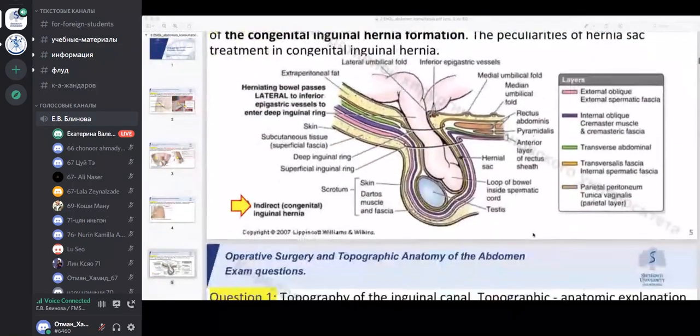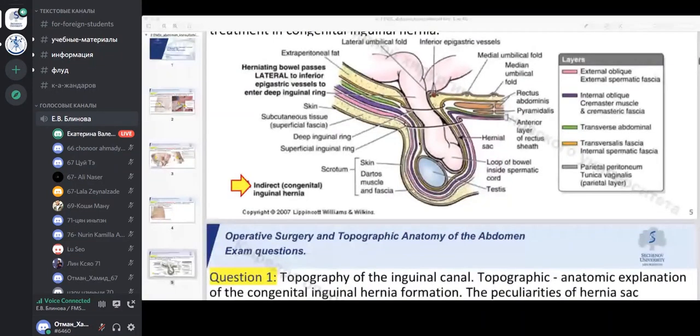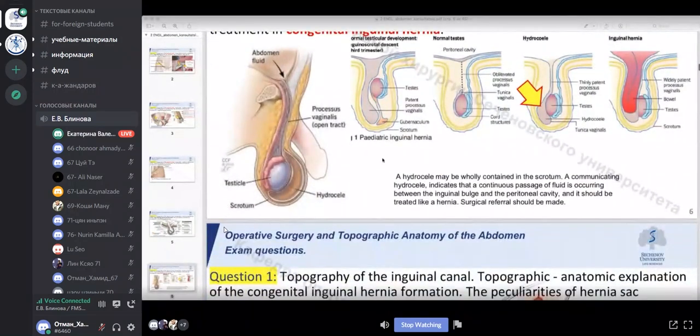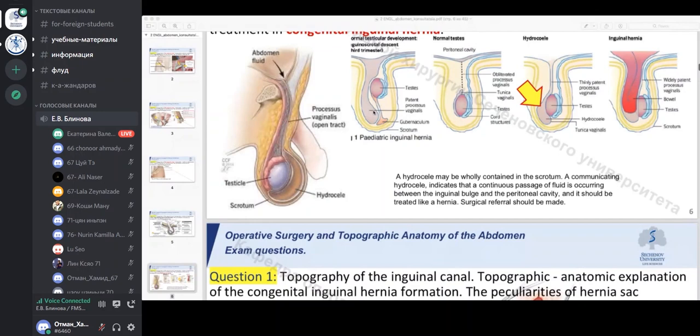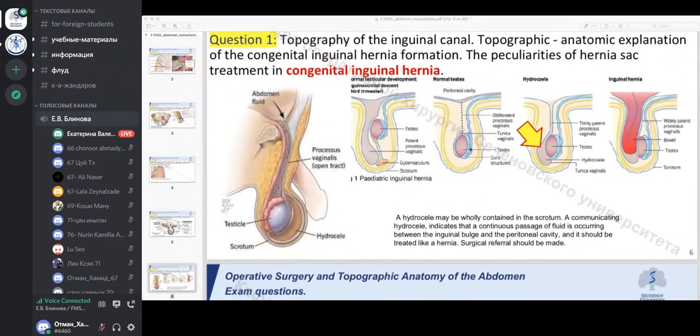And sometimes the process of the testes, which is formed by the parietal peritoneum, is not closed, and the testes have a vagina. Sometimes the hernia sac connects with the testes. If you cut the hernia sac and see the testes, it may be a congenital hernia. If you cannot find it, it's a congenital hernia. Now here you can see the process of the forming of the hernia.